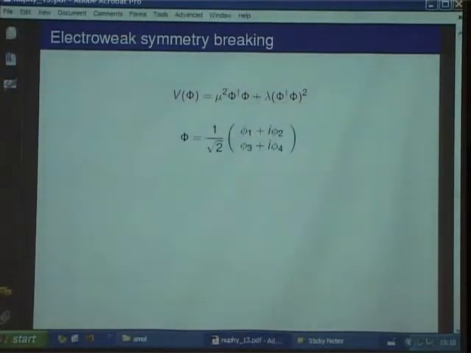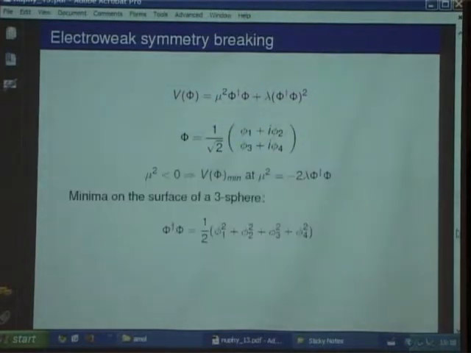So now what happens is when mu squared is less than 0, you get this Mexican hat kind of potential. And then the minimum is not at phi equal to 0 but somewhere else. So this is your Mexican hat. This is phi equal to 0, not a minimum. The minimum is at some value.